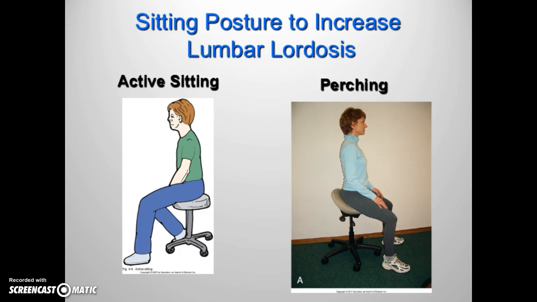The second position that you see here is called perching. This person is sitting with an open thigh torso angle, which is greater than 90 degrees. You can see that there's lordosis. The spine is in the same alignment as in standing, and there's a wide base of support to stabilize the spine.